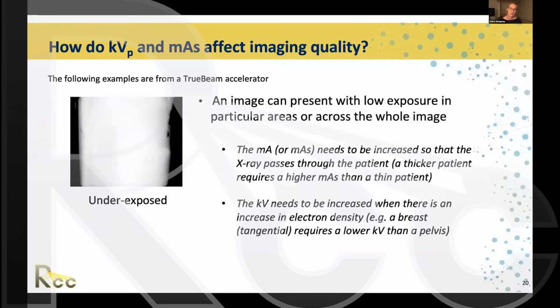An image can present with low exposure in a particular area or across the image as a whole. As I've said before, the MA or MAS needs to be increased so that there are more X-rays passing through the patient, and the KV also needs to be increased when there's an increase in electron density. So when you've got a thicker patient, basically, versus a breast tangent where you're only passing through a very small bit of tissue, that will require a lower KV than a pelvis.